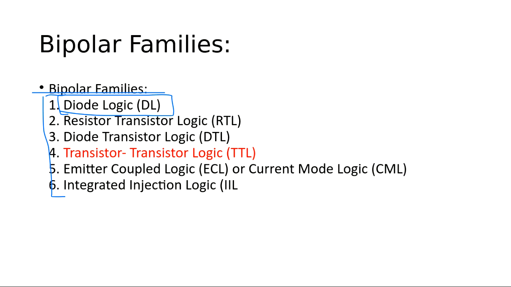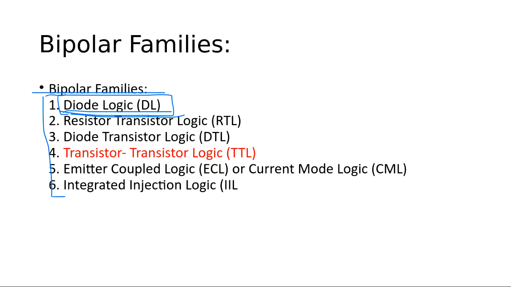DL basically means diode logic. These are the ICs in which we use various diodes to perform functions like AND gate, NOT gate, OR gate. As I told you before, all these logic gates are made from diodes and transistors. That's why this is diode logic.